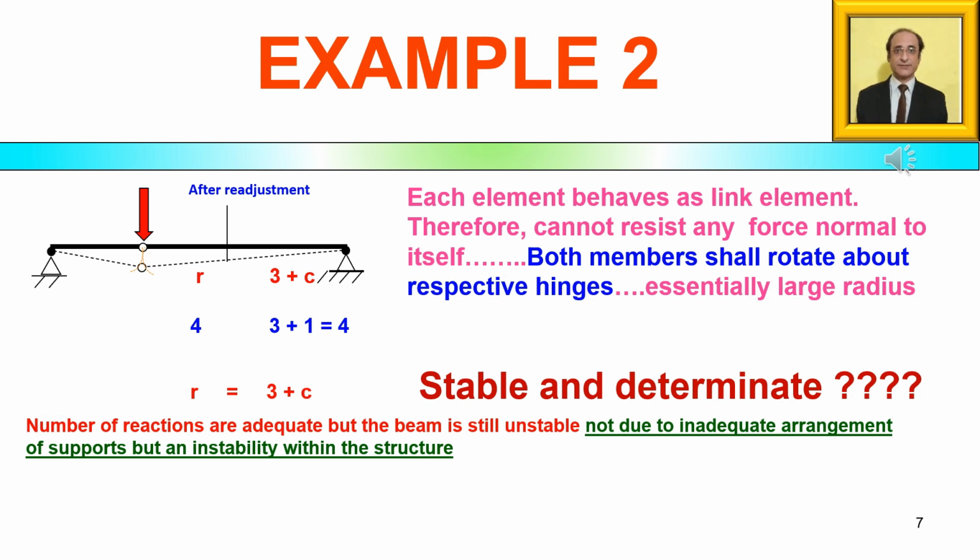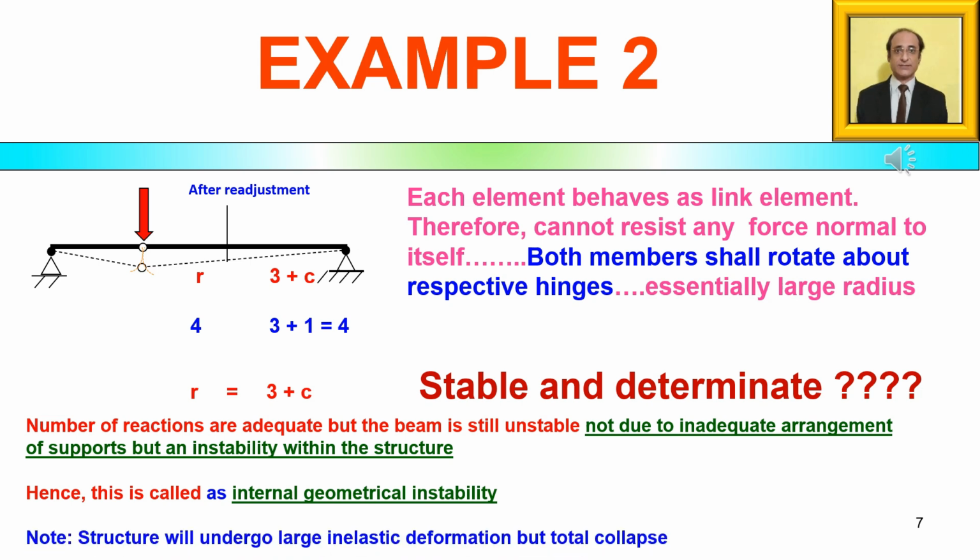So why it is unstable? It's unstable because of the internal hinge. Inadequate arrangement is not there, but there is an instability within the structure. So this is called as internal geometrical instability. It may also be noted that here the structure will not undergo total collapse. It will undergo large inelastic deformation, which is unacceptable from structural engineering point of view and considered as instability.